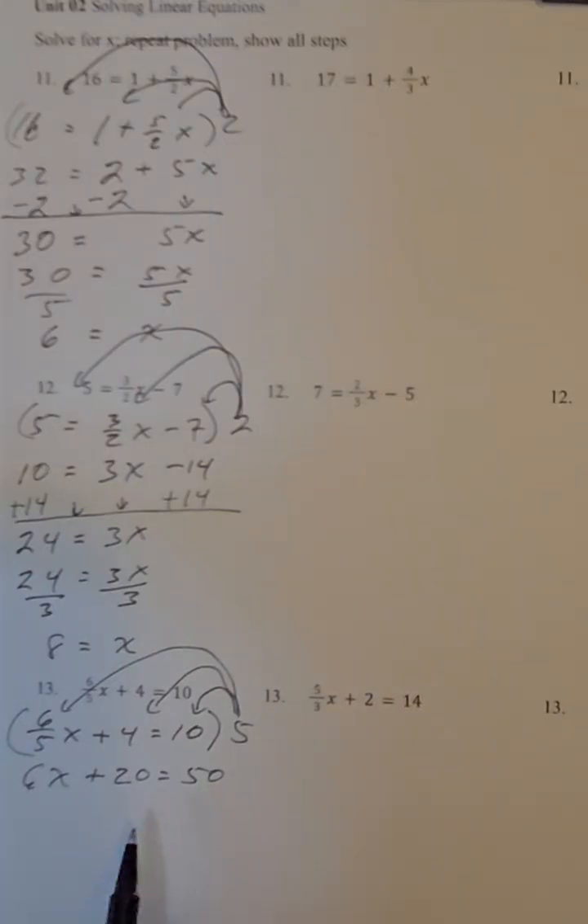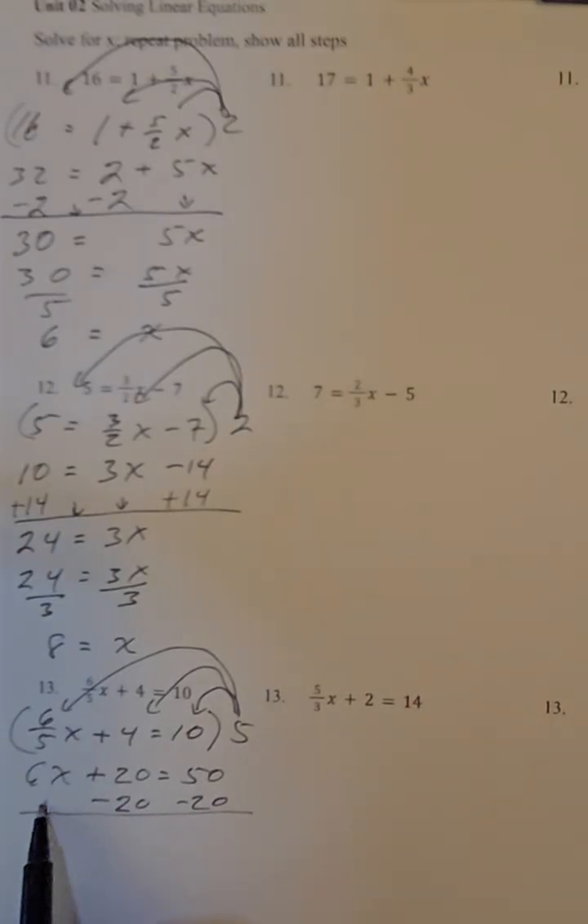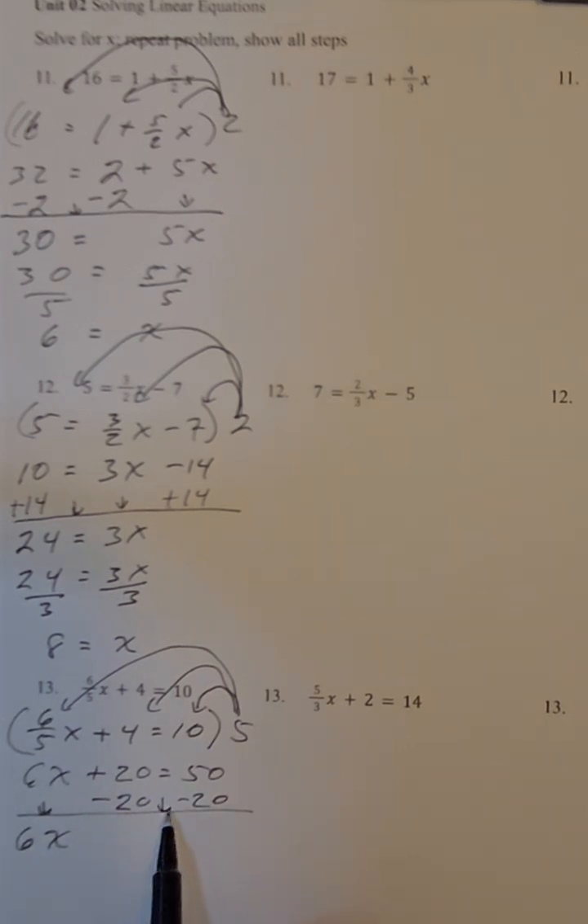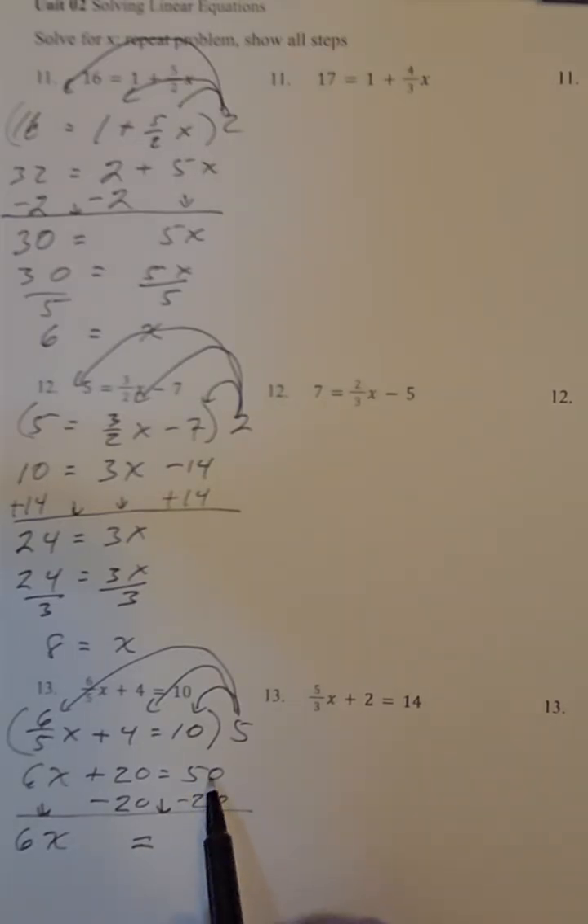Now from here, I'm going to isolate for x by getting rid of the adding 20 and then the multiplying 6. So subtract 20 from both sides. What we do on one side, you do on the other. This comes down as a 6x. This is eliminated. This comes down as an equal sign. And different signs subtract, so we'll get 30. Bigger sign wins. That'll be positive 30.